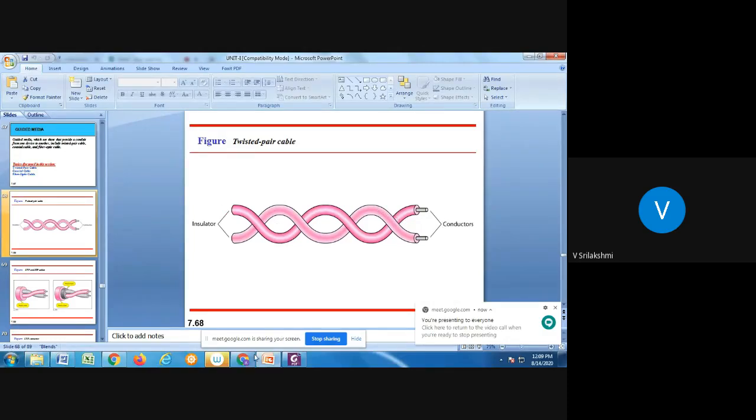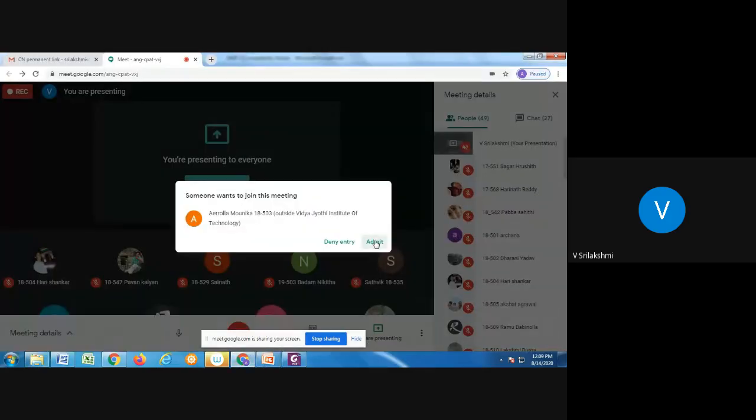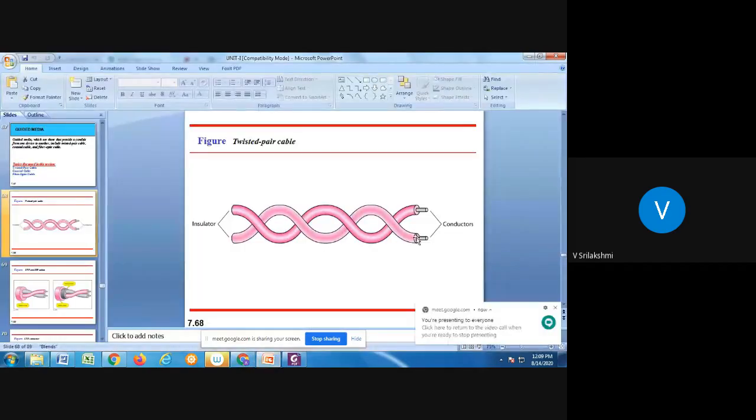And the first one we are discussing here is twisted pair. The twisted pair looks like this. And here, coming to this particular structure, the outer side, that pink color you are seeing, is nothing but what we can call the insulator. And within this particular insulator, we can find the conductors.